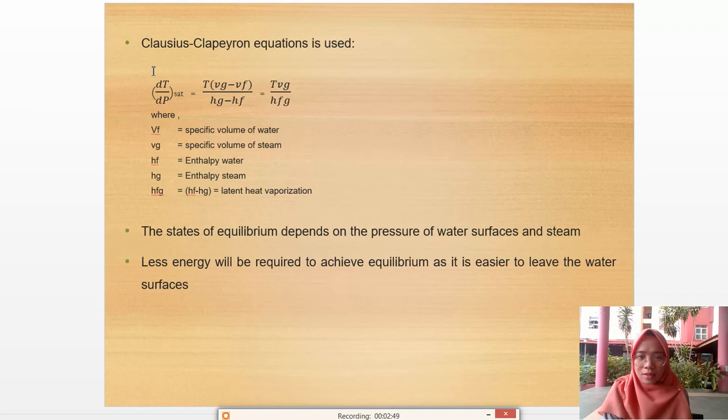This is the Clausius-Clapeyron equation that is used in this experiment, where Vf is the specific volume of water, Vg is the specific volume of steam, Hf is the enthalpy of water, meanwhile Hg is the enthalpy of steam. Hfg is the latent heat of vaporization. In the state of equilibrium, it depends on the pressure of the water surface and steam. Less energy will be required to achieve equilibrium as it is easier to lift the water surface.